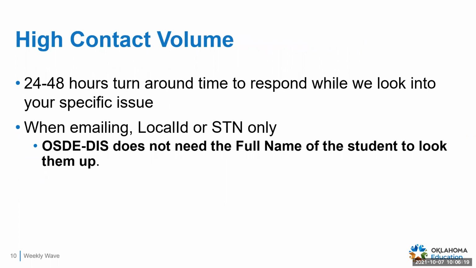We're still receiving a high contact volume, and we're asking for a 24 to 48 hour turnaround time to respond to your emails. That allows us to look into the specific issue that you're emailing about. I can't stress enough, we are continuing to get emails that have a student's full name in there, and we're asking that you not do that. We can look them up by their local ID or STN. So it's not necessary to provide a full name of a student in your emails.